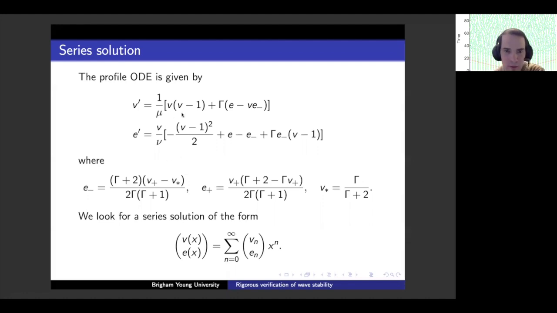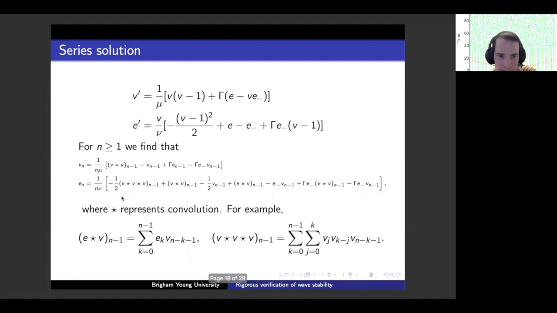So here's our ODE for the profile with the end states at plus and minus infinity, denoted by a minus or plus subscript. And then we look for a series solution, which gives us the following recurrence relation for the coefficients, where the star represents convolution. What we'd like to do is bound the tail end of this.